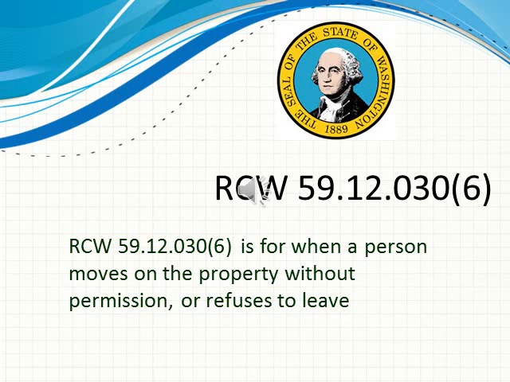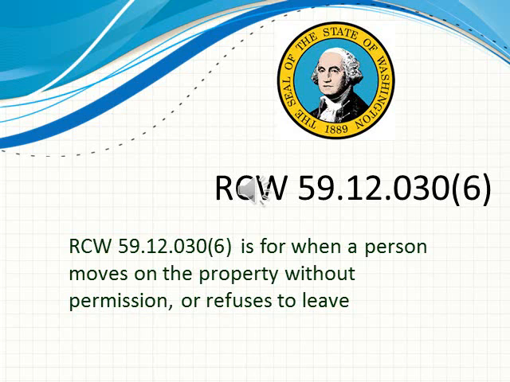RCW 59.12.030 Section 6 is a type of notice that is rarely used. It's for when a person moves on the property without permission, or when a person refuses to leave the property after being ordered to do so. It's important to distinguish between the scenario that Section 6 refers to and the situation of somebody who arrives on the property after the statutory notice is served.